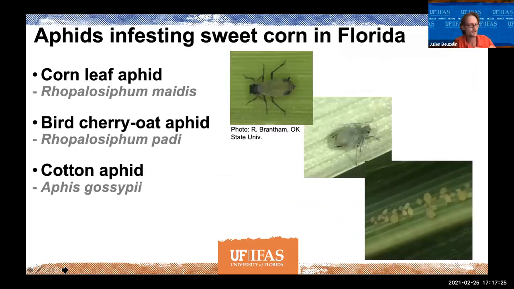So this is what I had for fall armyworms. Usually it's not a management issue, although it can be relatively severe if we do not have the right insecticides. I would like to spend some time talking about aphids. We typically have three species causing issues in our industry: corn leaf aphid, bird cherry-oat aphid, and the cotton aphid. The latter, cotton aphid, has been the most problematic, especially during the spring season, with high infestations and with honeydew and sooty mold really decreasing the quality of the crop.